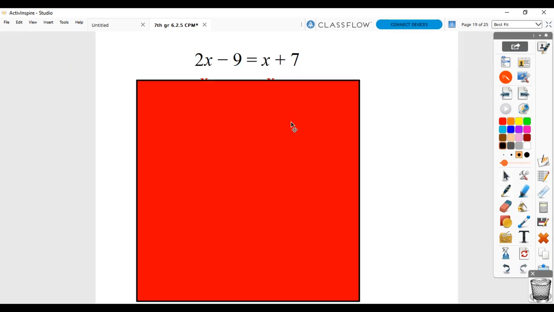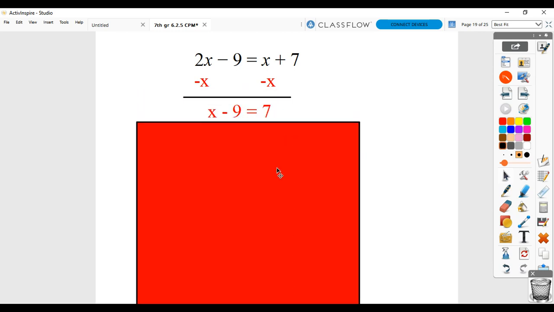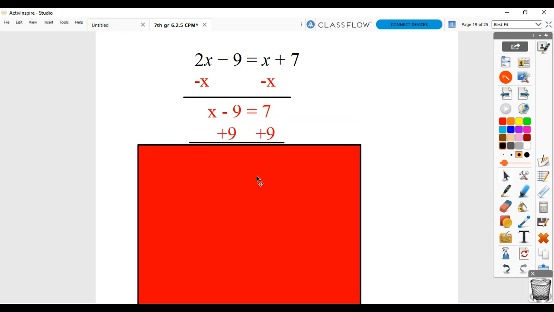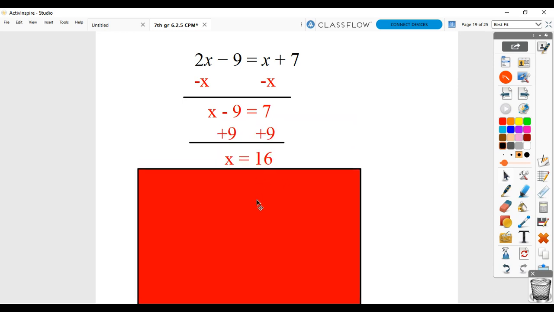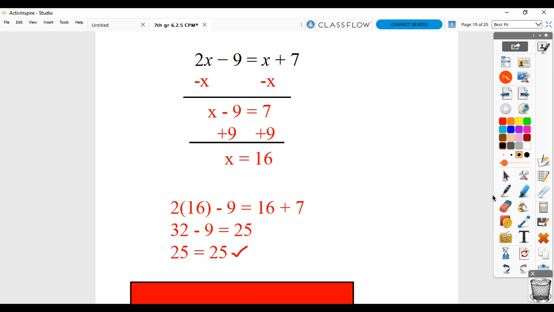For this one, you would start by subtracting x from both sides. You get x minus 9 equals 7. You add 9 to both sides. X equals 16. And again, you'd show your check. For your check, again, I went to the original equation, placed x here and here with 16.